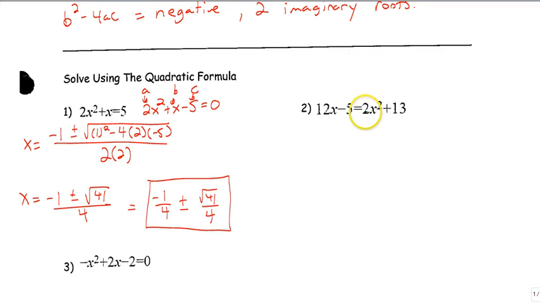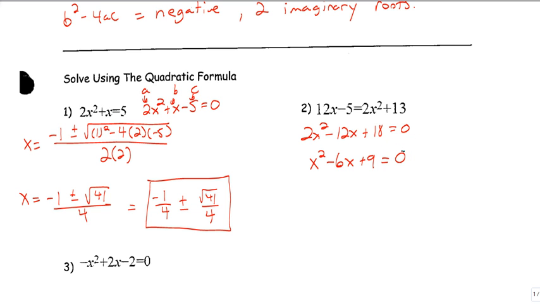Alright, now on this one, we want to rewrite the problem. And we have 2x squared. Let's move the 12x over to the right, and then add 5 to the 13. Alright, now, before you use the quadratic formula, if you can divide everything by a number, like 2 for instance, simplify it down. We could turn this into x squared, because at the end of the quadratic formula it'll simplify anyways.